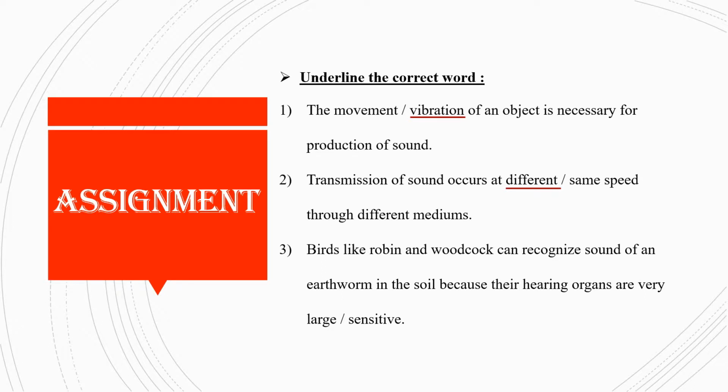Now the third one: birds like robin and woodcock can recognize sound of an earthworm in the soil because their hearing organs are very large or sensitive. So which is the correct word from large and sensitive? Yes, it's sensitive. So birds like robin and woodcock can recognize sound of an earthworm in the soil because their hearing organs are very sensitive.